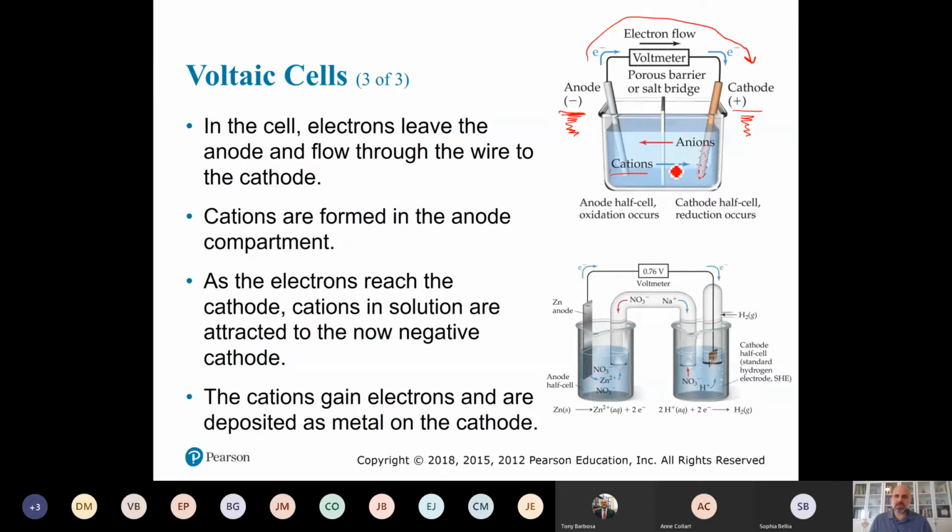So the cations that are traveling through this porous barrier or salt bridge are just cations that are in solution. I don't think this is a very good picture of what's actually going on, because these cations that are being formed at the anode are not the cations that are traveling over to the other side per se. They don't have to be. You could already have other cations in solution on the right-hand side of the porous barrier.